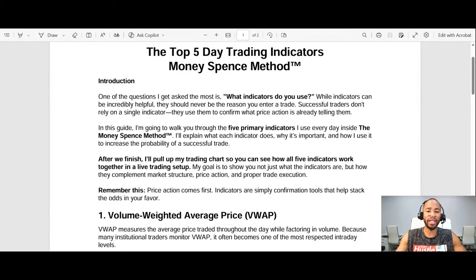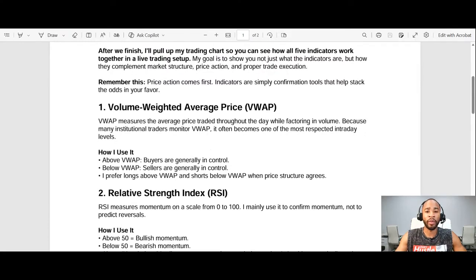I'll explain what each indicator does, why it's important, and how I use it to increase the probability of a successful trade. After we finish, I'll pull up my trading chart so you can see how all 5 indicators work together in a live trading setup. My goal is to show you not just what the indicators are, but how they complement market structure, price action, and proper trade execution. Remember this. Price action comes first. Indicators are simply confirmation that help stack the odds in your favor.